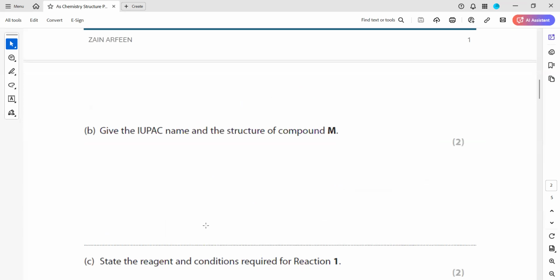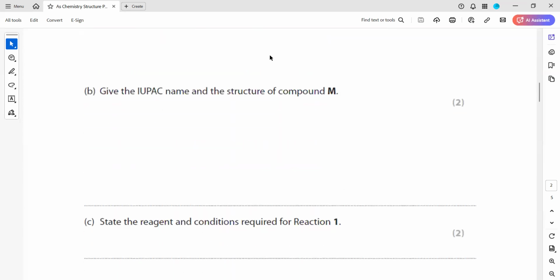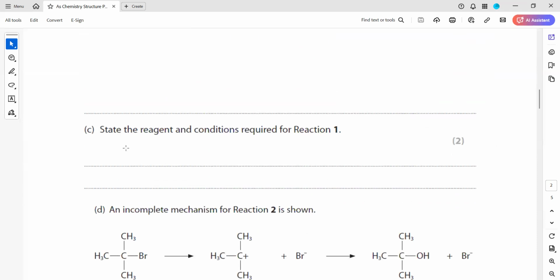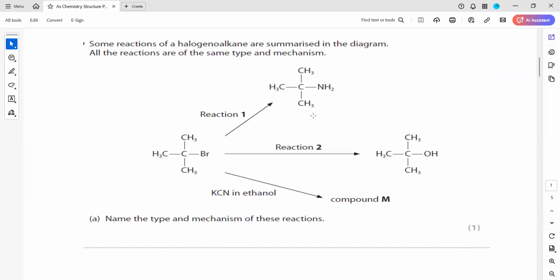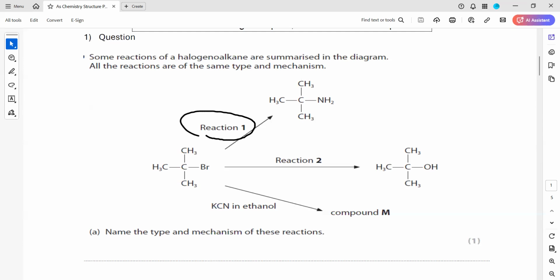So give the IUPAC name and the structure of compound M. We just drew that and named it. State the reagent and the condition required for reaction 1. As I mentioned, you have to learn these reaction conditions whenever we want to convert the halogenoalkane into an amine. So what are the reaction conditions?